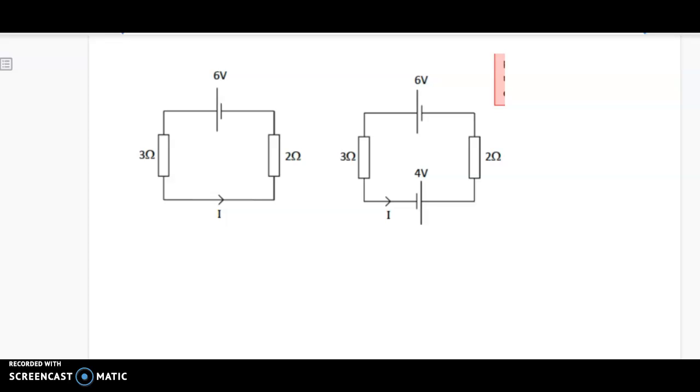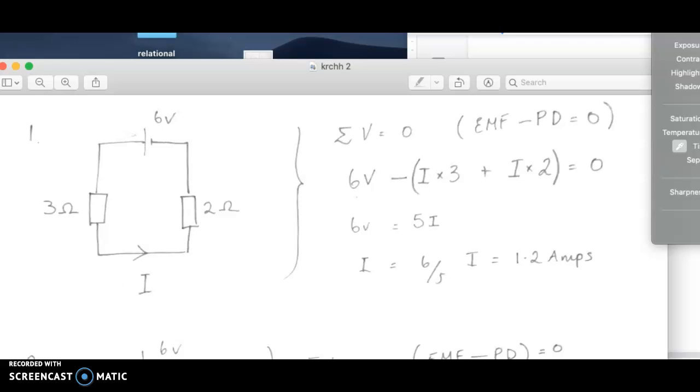In this video, I'm going to outline how to do these Kirchhoff questions from the assignment. First, we'll start with question number 1, which is fairly straightforward. Here, in these questions, we don't have junctions. So therefore, we have to use Kirchhoff's second law. In this first question, there is only one loop.